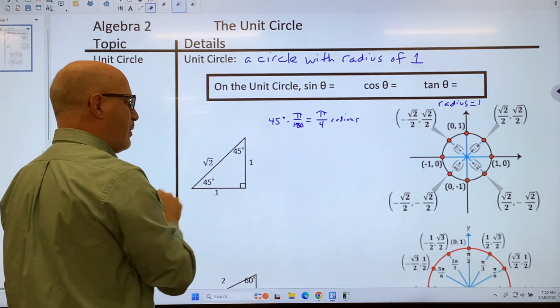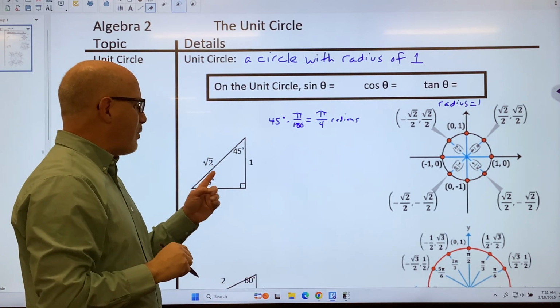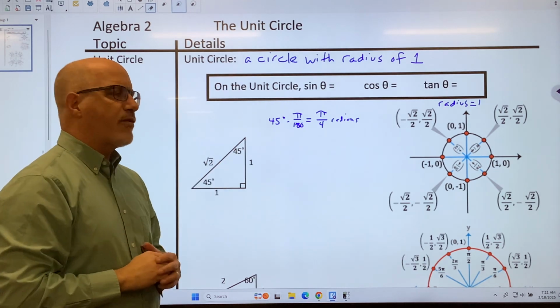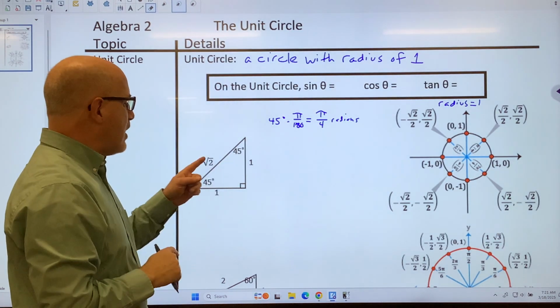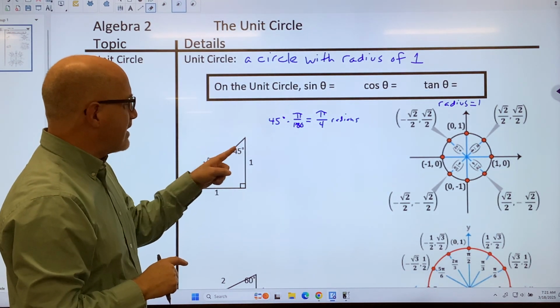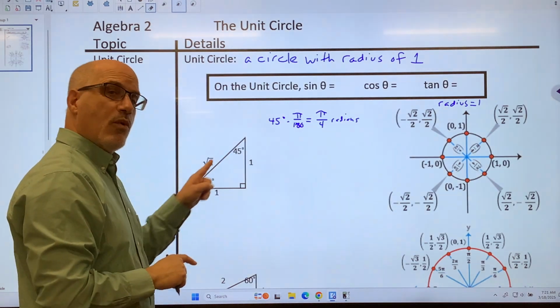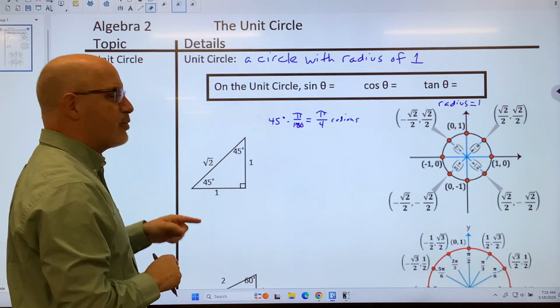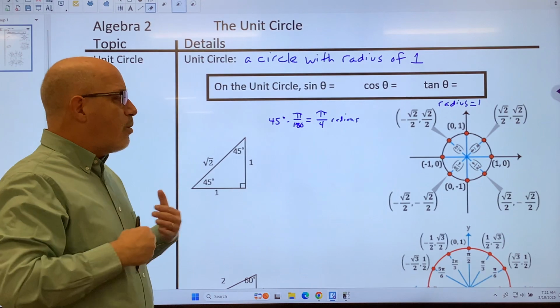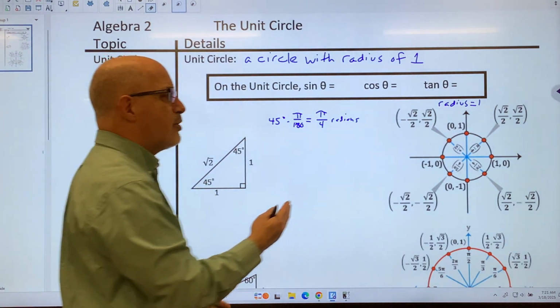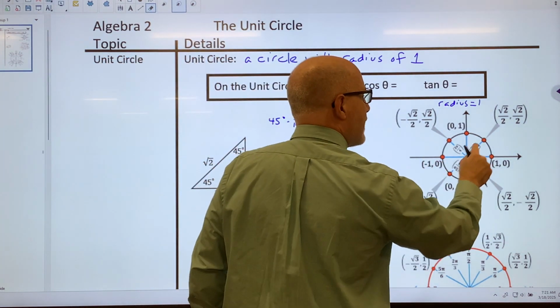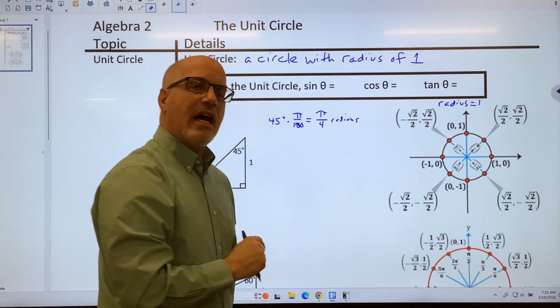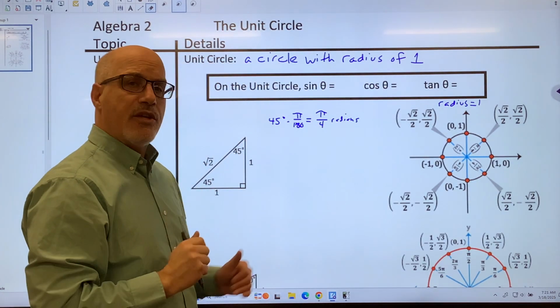All right, so now if we look at this triangle, remember the ratios you had for a 45, 45, 90 degree triangle was you had the legs each equal 1, then the hypotenuse would equal square root of 2. Well, what if I want to apply this to a unit circle where I want the hypotenuse to be 1 because then it would make it a unit circle?